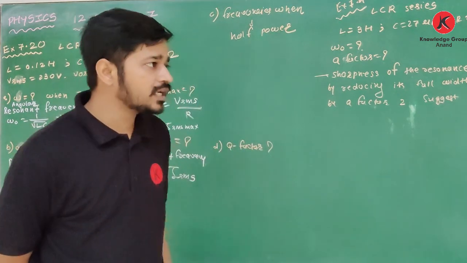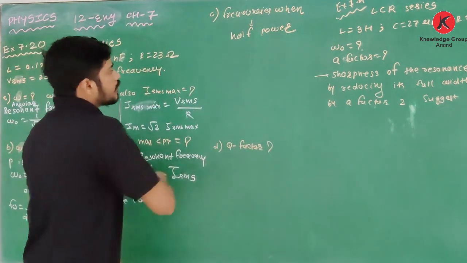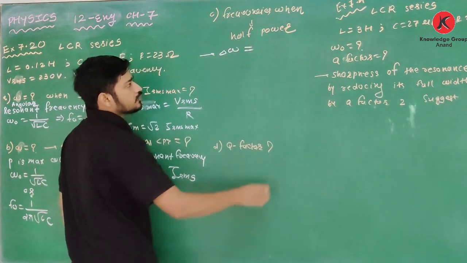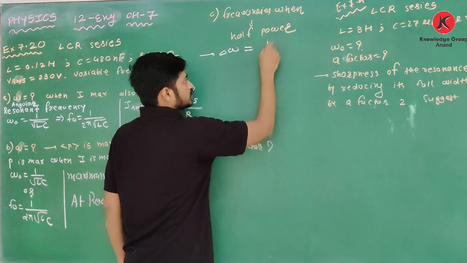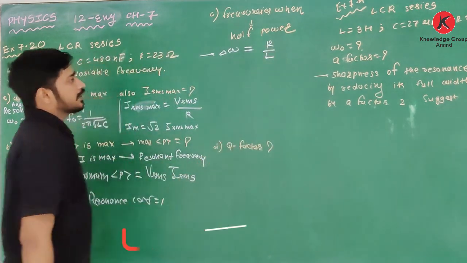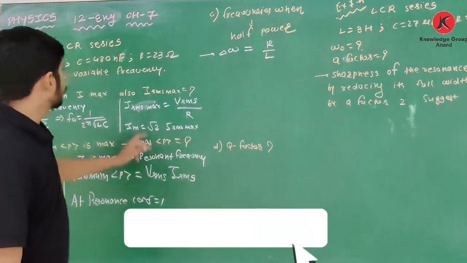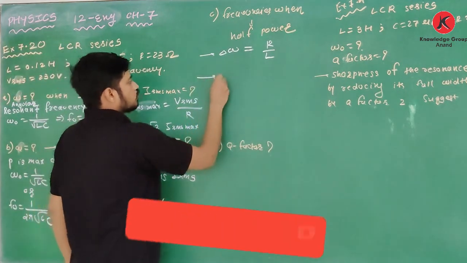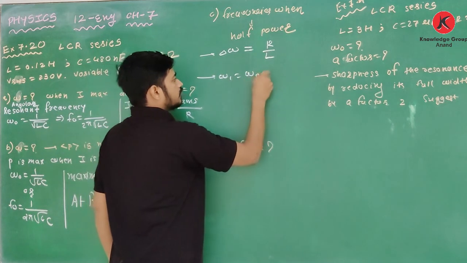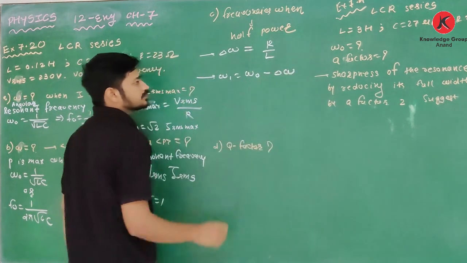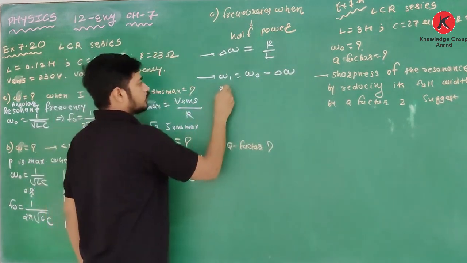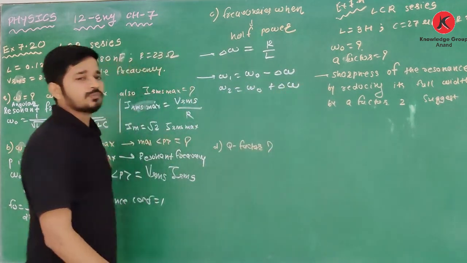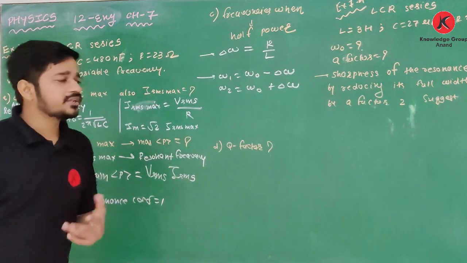Then how to find omega 1 and omega 2? First of all, you have to find delta omega. Delta omega is equal to R upon L. R is given, L is also given, so you can find delta omega. Now, omega 1 is equal to omega 0 minus delta omega, and omega 2 is equal to omega 0 plus delta omega. Simple.